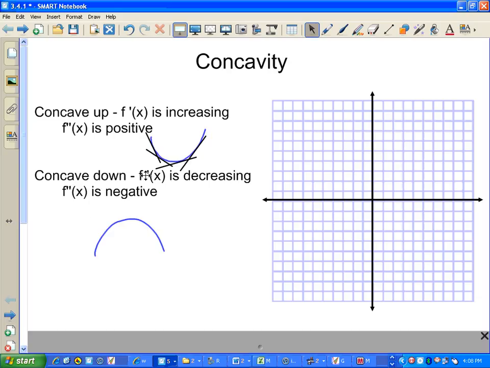Concave down means my first derivative is decreasing. It's getting smaller. So here I would have big positive, smaller positive, 0. Then it becomes negative, more negative. So it's decreasing, which means my second derivative is negative, because the change in my first derivative is a negative change. So concave up and concave down help us decide which way our graph is curving at different points.